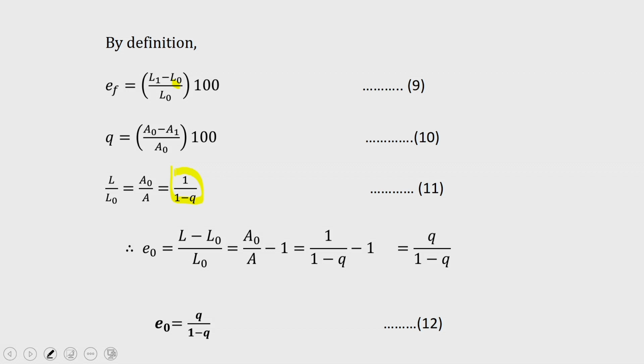So, the failure strain you can find is equal to q by (1 minus q). So, you are getting the relationship between this engineering strain and reduction in area by this relationship.